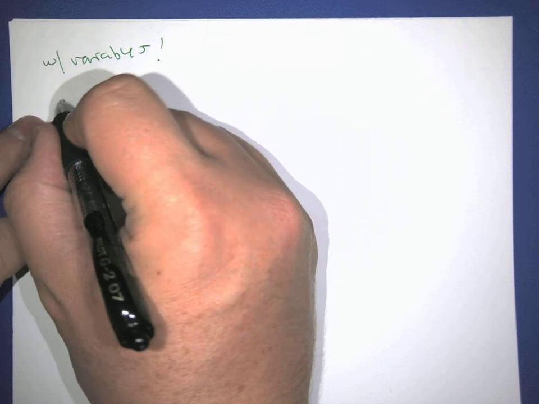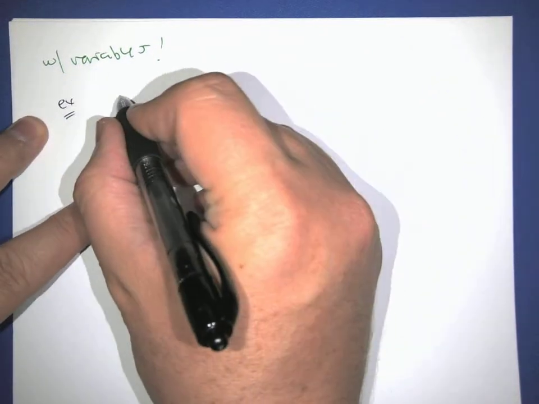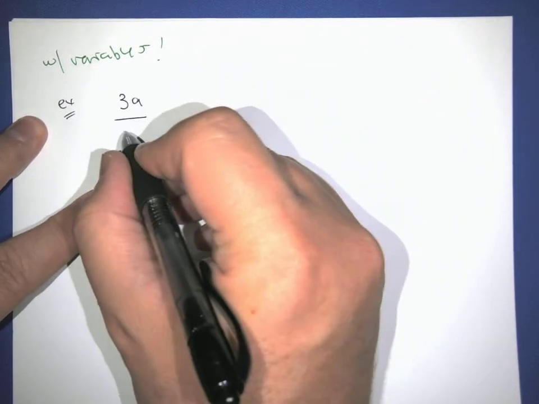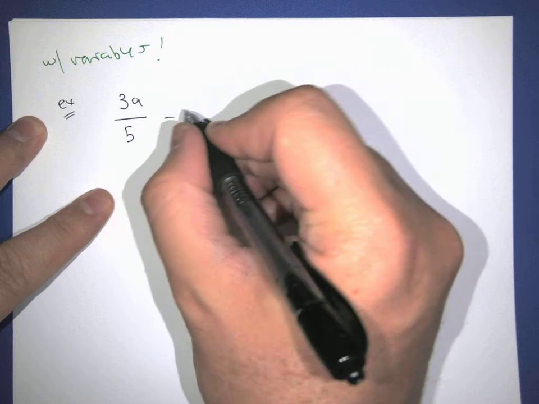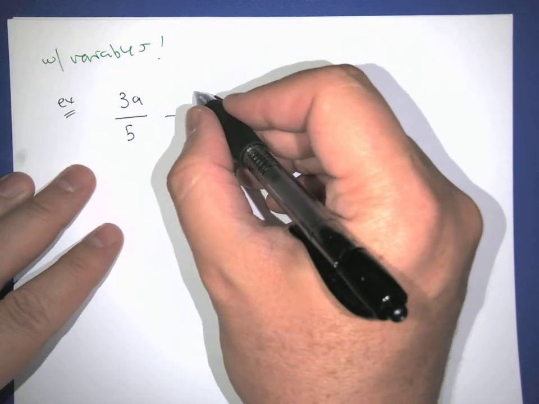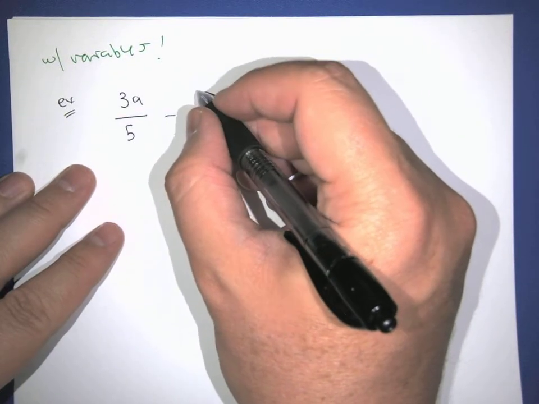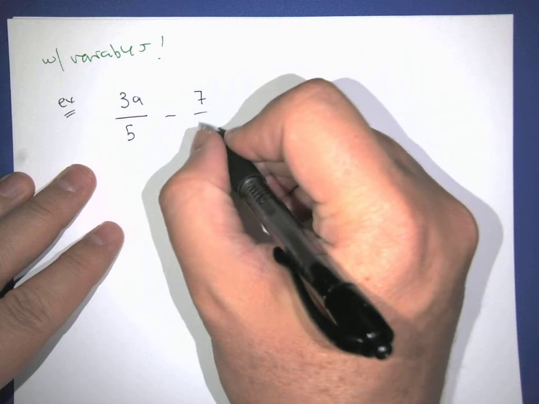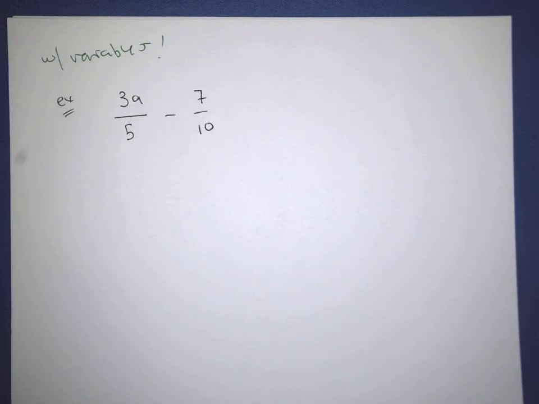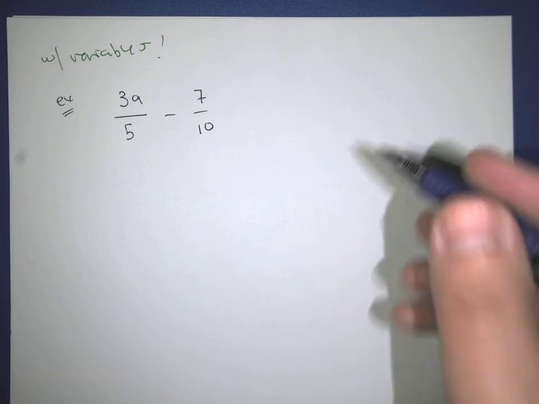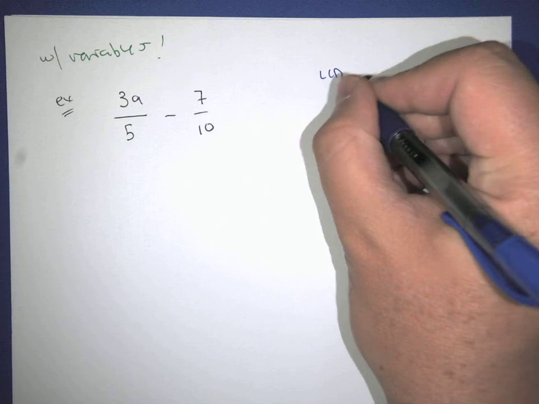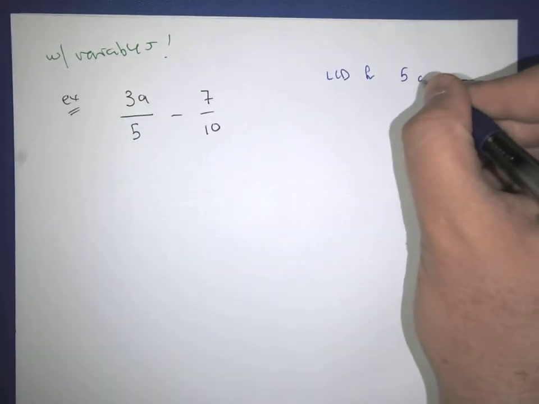So let's start with maybe something like 3a over 5 minus, something like, I don't know, 7 over 10. So maybe we'll just do a little variable action on top, and just some regular stuff on the bottom. LCD for 5 and 10.